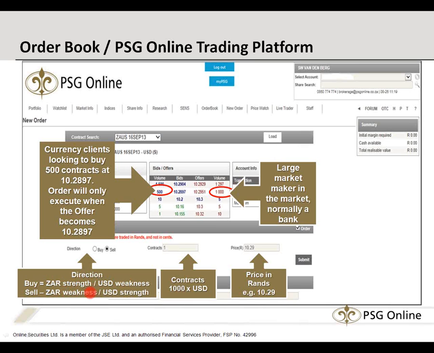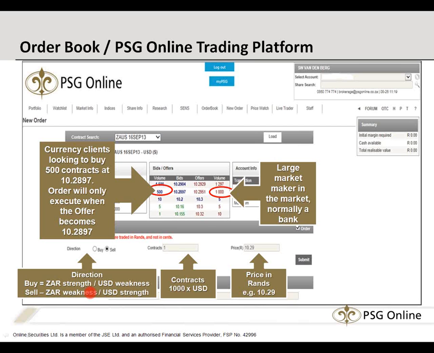So again, I want to highlight it's currency pairs. Ask yourself that question. What do I anticipate? I anticipate the rand to get weaker. So if the rand's weakening, I'm anticipating the dollar to get stronger. Okay, or vice versa. I anticipate the rand to get stronger. On the other side of the coin, will the dollar weaken? Okay, in the current environment, I anticipate more risk off.